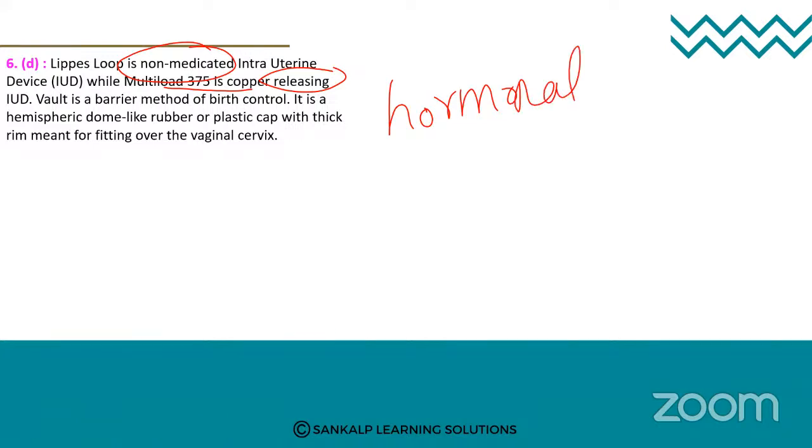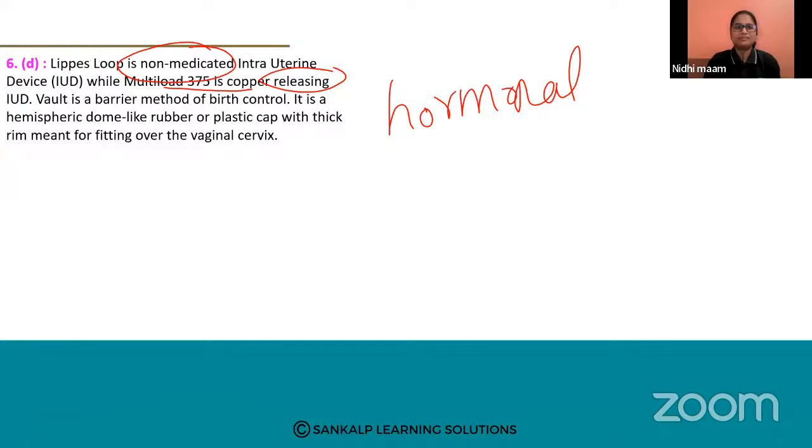Remember, Multiload is a copper releasing IUD. The vault is a barrier method. It is not related to the IUD itself. It is a hemispheric dome-like rubber or plastic cap with a thick rim meant for fitting over the vaginal cervix. That is what we can say is a barrier method.